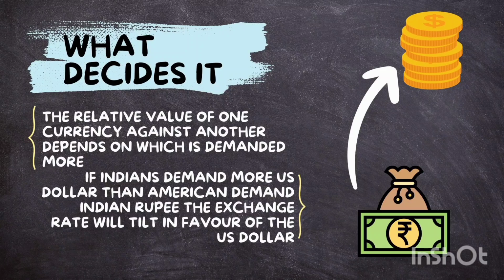Now, like any other trade in life, the relative value of one currency against another depends on which is demanded more. Simple. Now, if Indians demand more US dollars than Americans demand the Indian rupee, the exchange rate will tilt in favor of the US dollar. Now, if this situation keeps repeating every day, such a trend will become stronger and the rupee will keep losing value relative to the US dollar. This movement will show up in the form of the rupee's exchange rate weakening against the dollar.